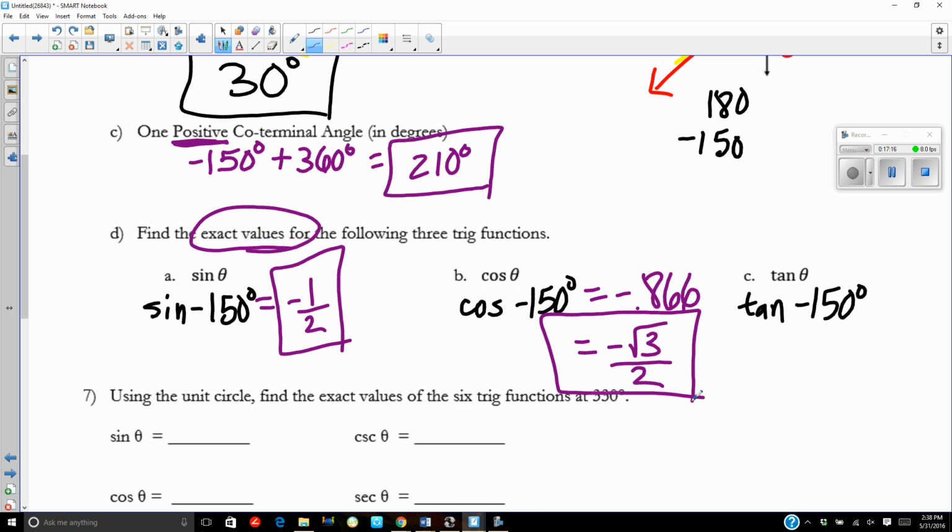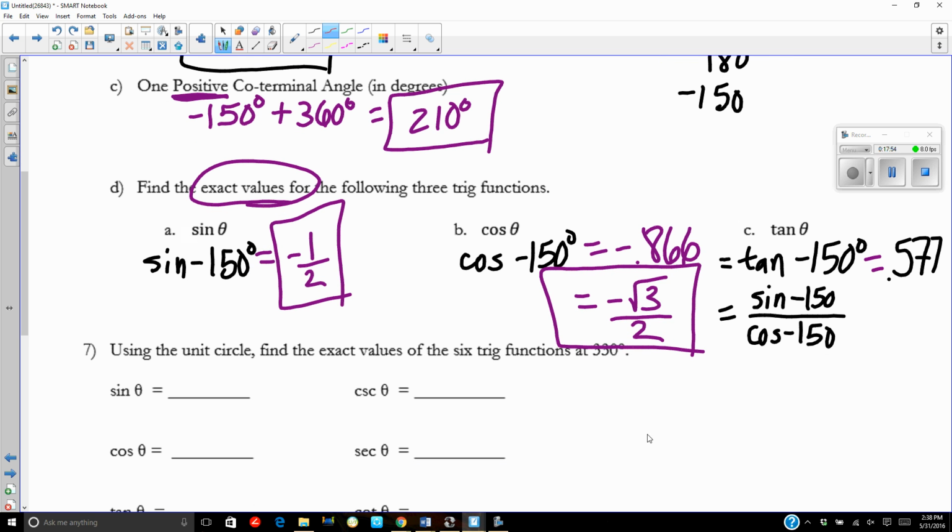And finally, the tangent of negative 150, you end up getting a decimal, which is 0.577. We do not want to write that as an answer because we want exact values. We want the fraction form of that answer, but we don't know the fraction form of that answer. So we're going to do a little bit of work to come up with this. We know that tangent is sine over cosine. So the tangent of negative 150 is sine of negative 150 divided by the cosine of negative 150.